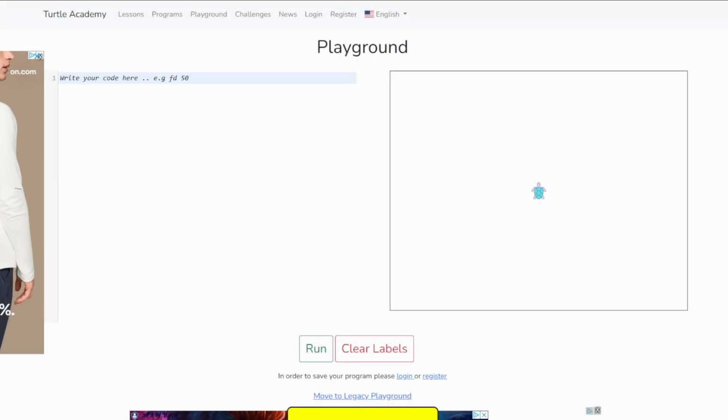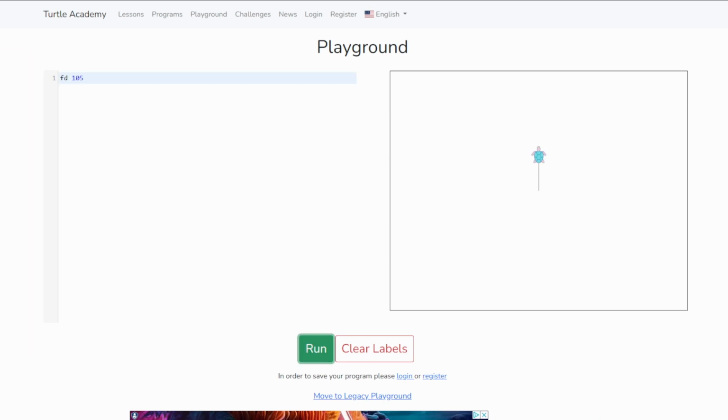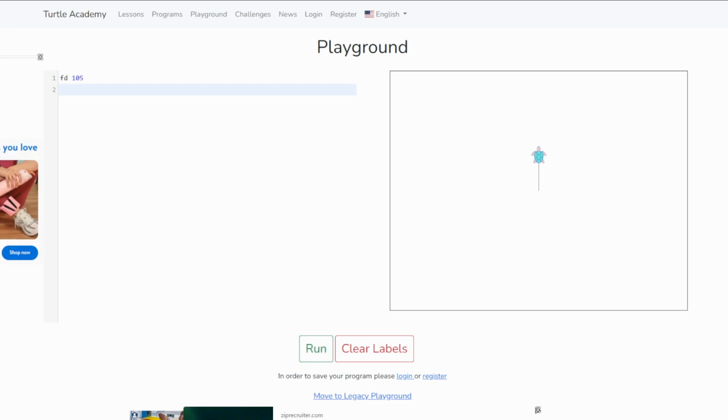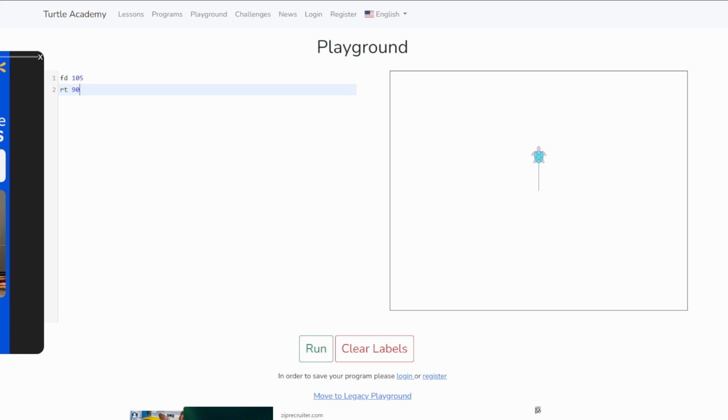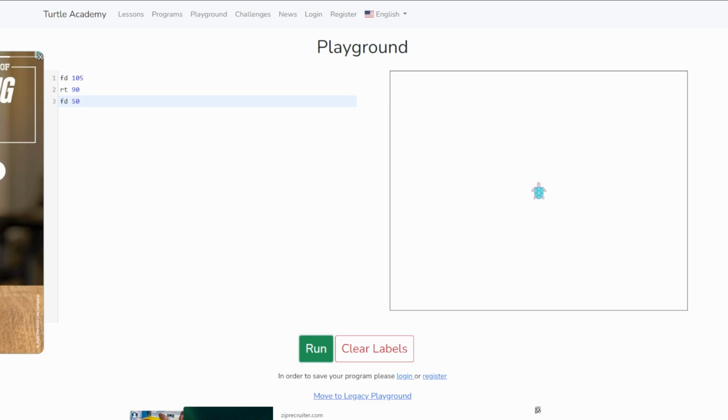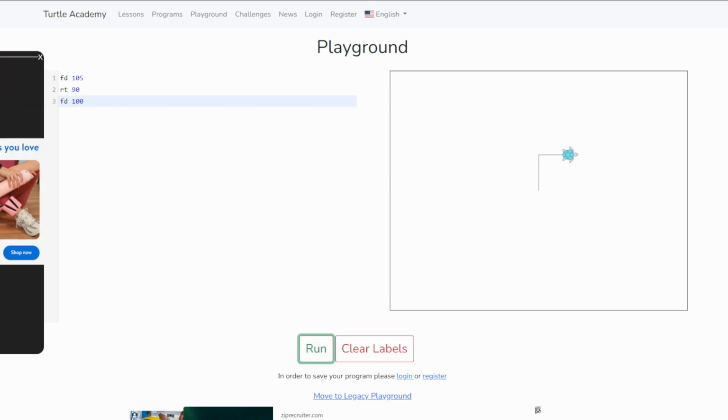Okay, so forward is FD, and then however much you want it to move forward. So like 25 would be small, 105 would be big, and then right would be like 90, so it'll turn right. It's looking this way, and then forward 50, and then that would make it go 50, or like 100 to make it go further.